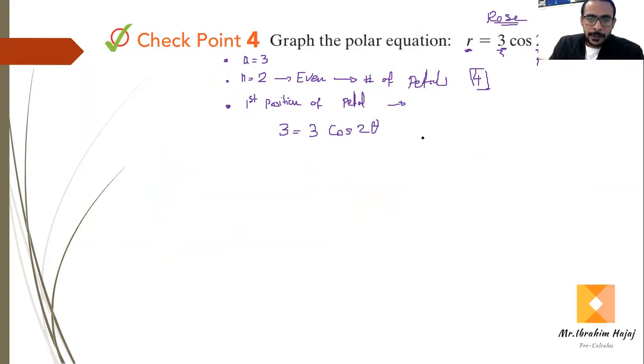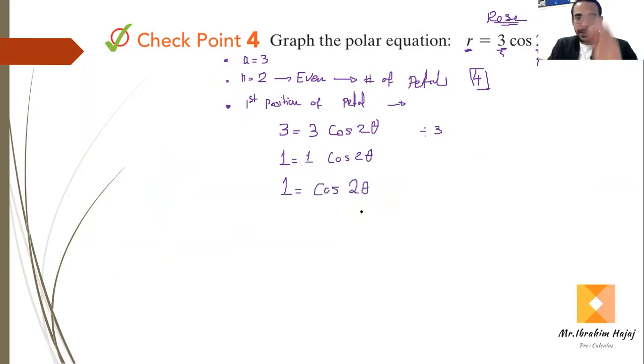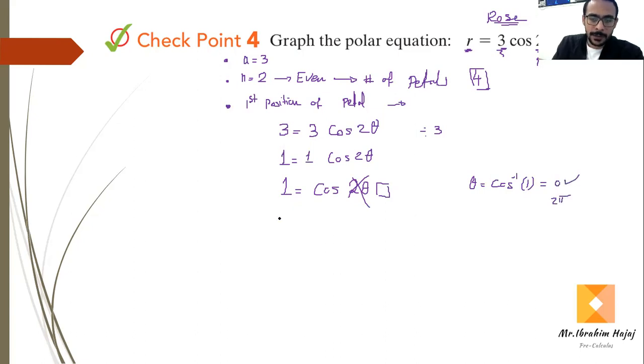Divide by 3 on both sides. It will be cosine 2 theta equals 1. So just take the inverse of cosine 1. Here, guys, I'll hide the 2 theta. If we hide the 2 theta and ask what angle its cosine is 1, the inverse cosine in the calculator gives 0, or 2 pi. We will start by 0. This is the first position of the first petal. Then 0 equals 2 theta, theta equals 0.